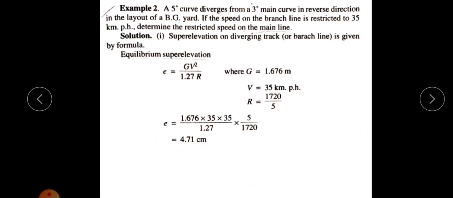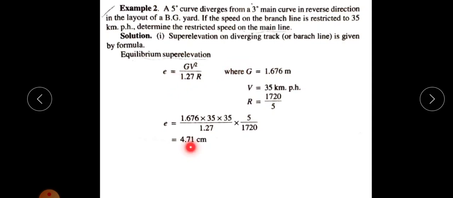Let us do one more problem. A 5-degree curve diverges from a 3-degree main curve in reverse direction on a layout of broad gauge. The degree of curvature of the main track is 3 degree and that of the branch is 5 degree, and the speed on the branch line is restricted to 35 km per hour. Here the speed on the branch line is given, so we can calculate the equilibrium superelevation on the branch line. So equilibrium superelevation for the branch line is E is equal to GV square by 127 R, that is 4.71 centimeter. That is the first step.